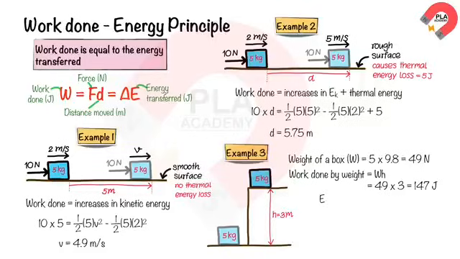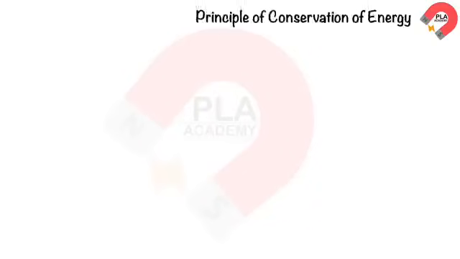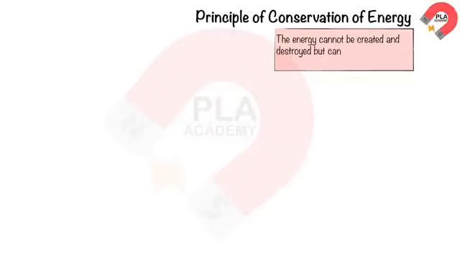The gravitational potential energy increases by mgh, which equals 5 times 10 times 3. Its result is 150 joules. Therefore, the work done by the weight of the box is equal to the increase in gravitational potential energy. The principle of the conservation of energy states that energy cannot be created or destroyed, but can only be transferred from one form to another.